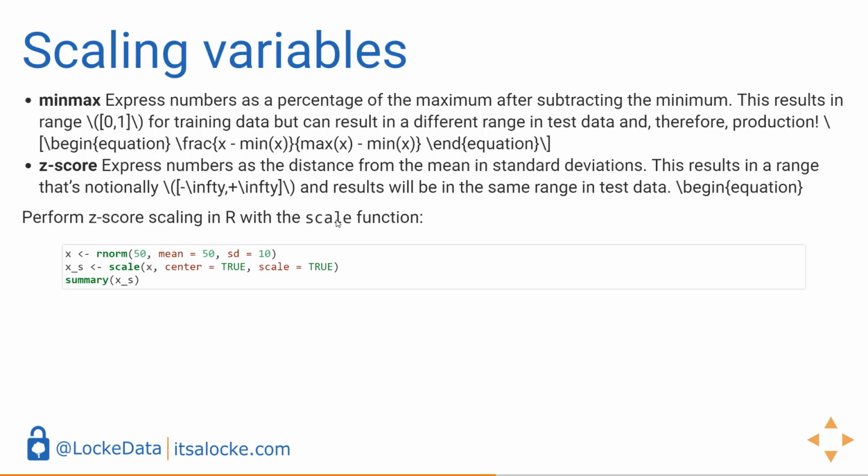Z-score scaling in R is really simple. There is a scale function, and you can provide it with two arguments. Center equals true centers on the mean. So that means that any value that is exactly the mean will have a score of 0. And then scale works out the standard deviation and the distance from the given point. So something that's 1 standard deviation above the mean will have a score of 1.